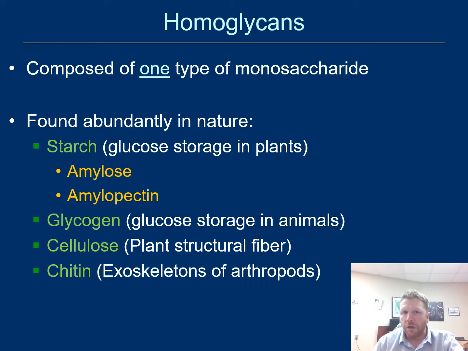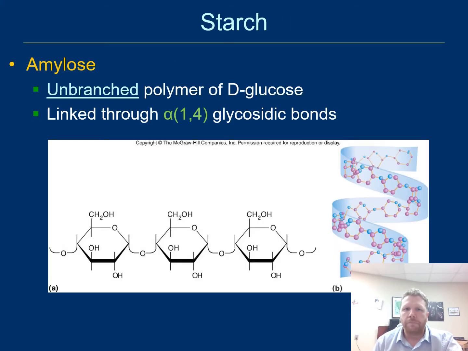Some examples of homoglycans are starch, glycogen, cellulose, and chitin. Starch is your glucose storage in plants. It's a mixture of amylose and amylopectin. Glycogen is glucose storage in animals. So both starch and glycogen are made up of glucose. The difference between them is the linkages that exist. Cellulose is a plant structural fiber, and chitin makes up the exoskeletons of arthropods.